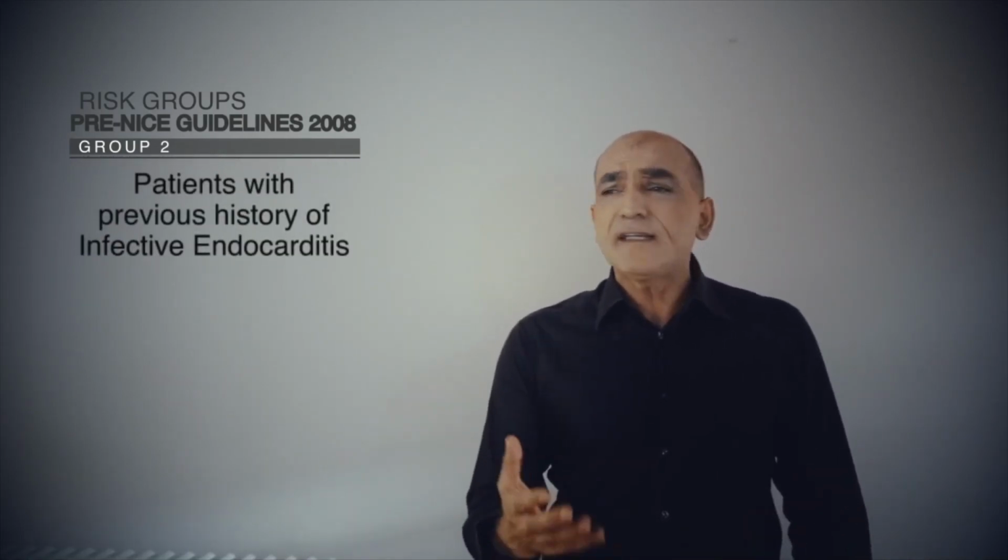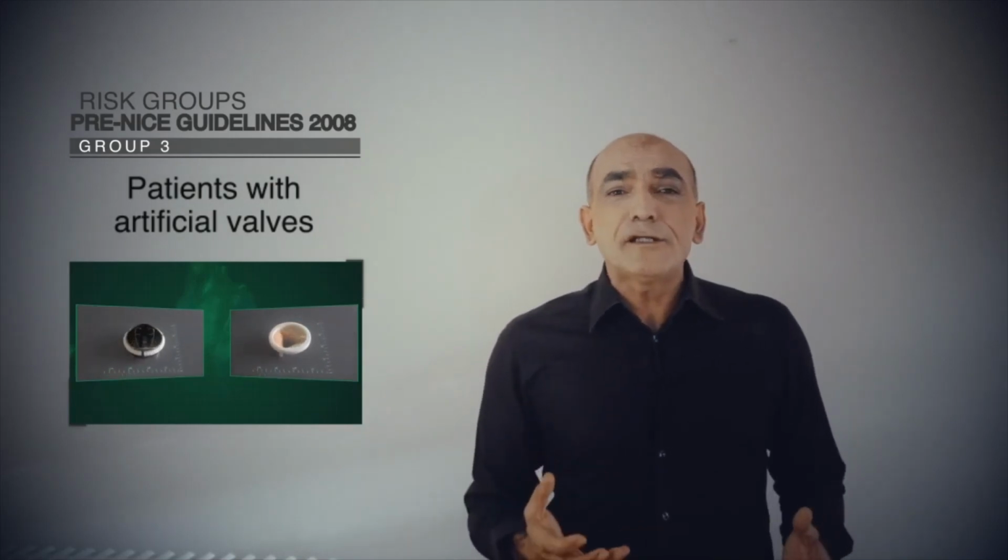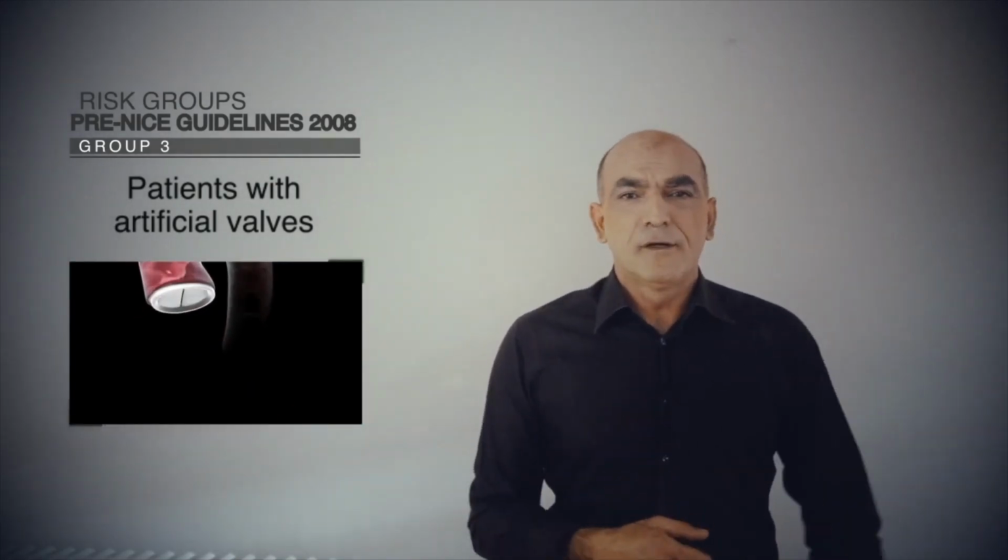The second group you see up there is patients with previous history of infective endocarditis. So whether they've had infective endocarditis 2 weeks ago, 2 months ago, 2 years ago, whenever, they were increased risk and had to be put on prophylactic antibiotics. The third group you see up there are patients with artificial valves. So whether it is the pig's valve, whether it is the Caged ball, whether it is the tilting disc, whatever. And there is a significant risk in patients with artificial valves.